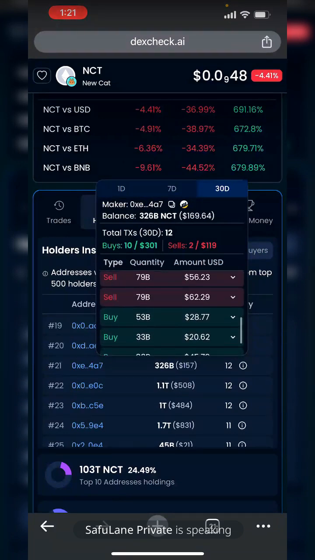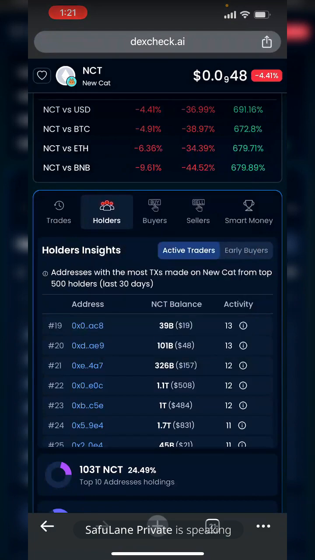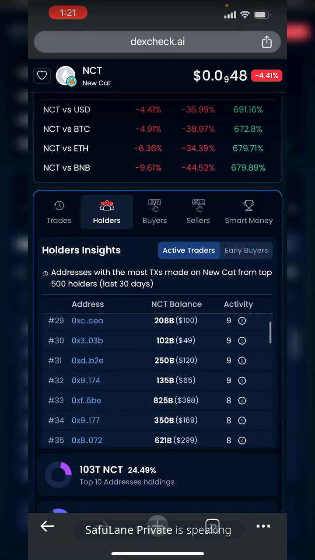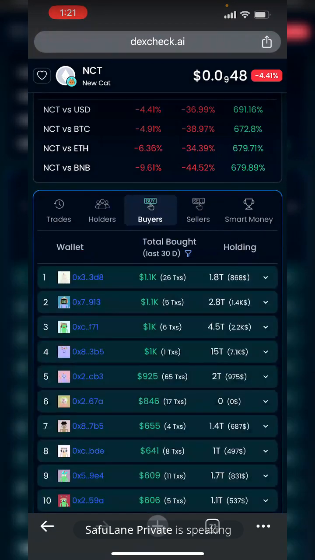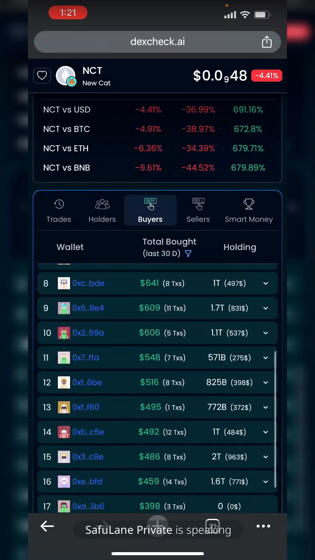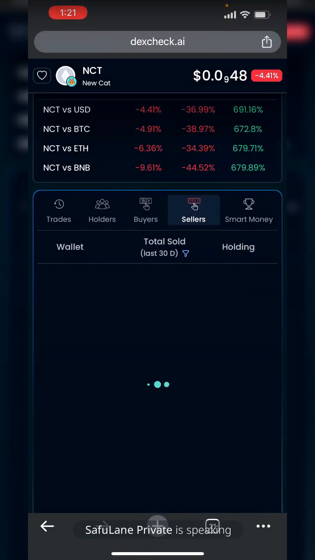Within 30 days, there is a particular person trying to become a whale. And this is good because it shows that a lot of people are trying to accumulate more of this project. So it means more people are trying to hold for now. Then if I'm not convinced enough, I can come here, check the buyer, the way they are buying, and I can check the way they are selling.